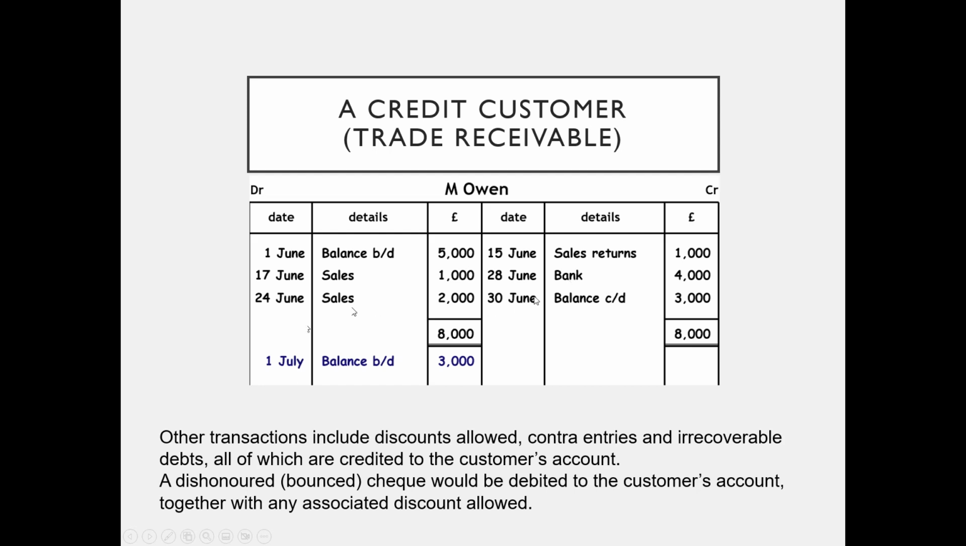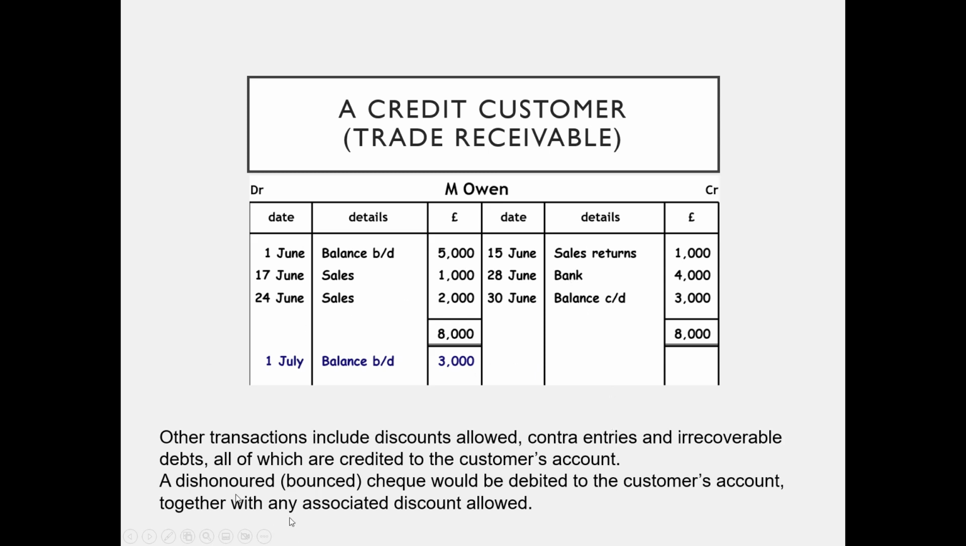So that has the effect of reducing both balances. Irrecoverable debts. So if we had decided that this customer had gone bankrupt and we had to write that off, we would credit the customer account with £3,000 here and debit irrecoverable debts on the income statement.